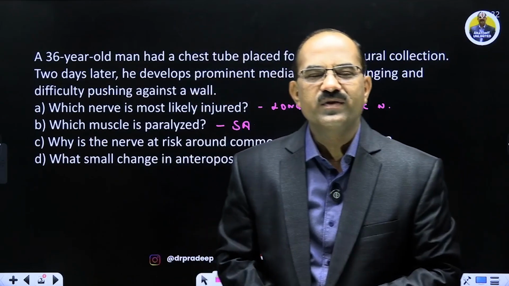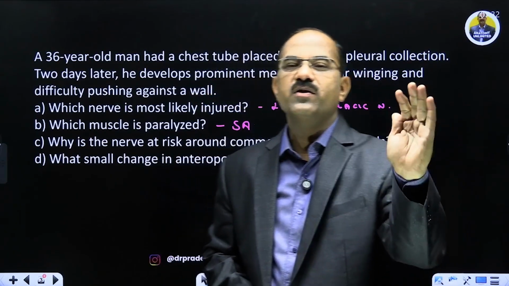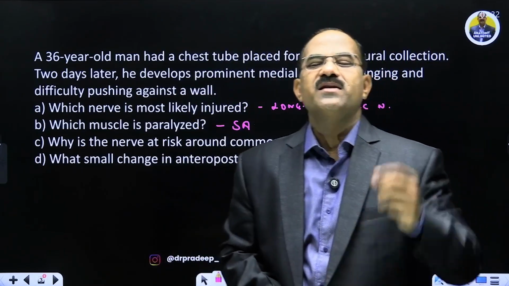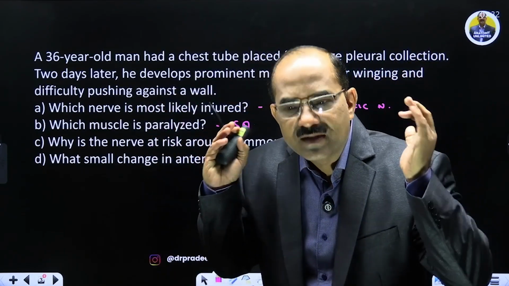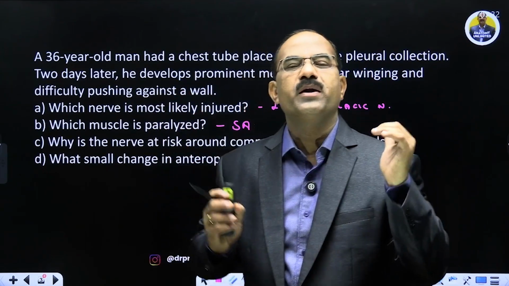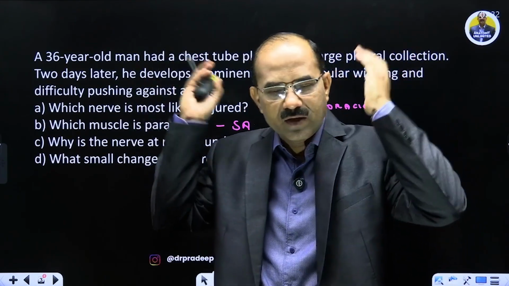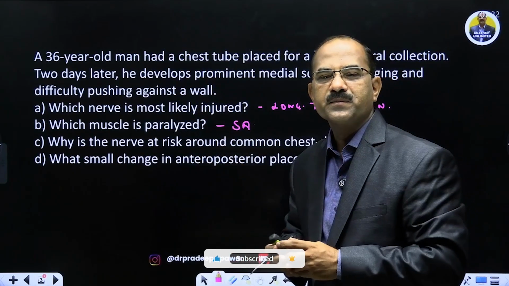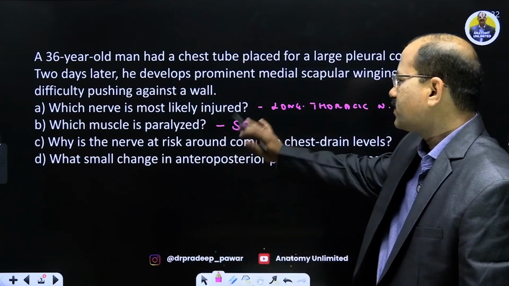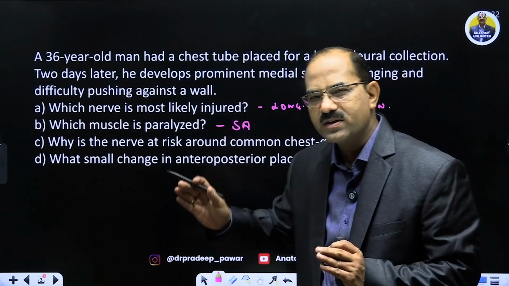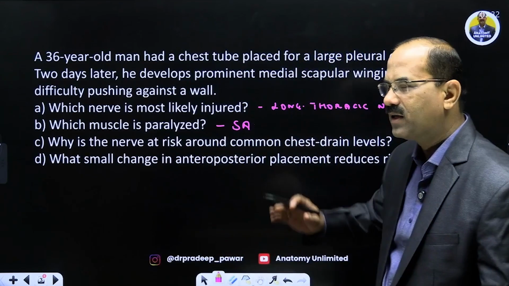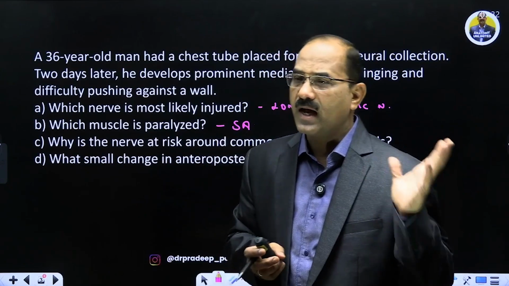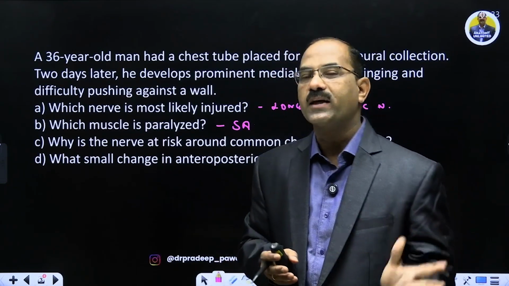So what are the actions of serratus anterior? Number 1, protraction of scapula. Second, overhead abduction along with trapezius. And number 3, it also steadies the scapula during weight carrying. When the weight is lifted on the shoulder, it steadies the scapula. Okay. So you got an idea about the serratus anterior, the nerve to serratus anterior, and its origin, insertion, nerve supply and action.